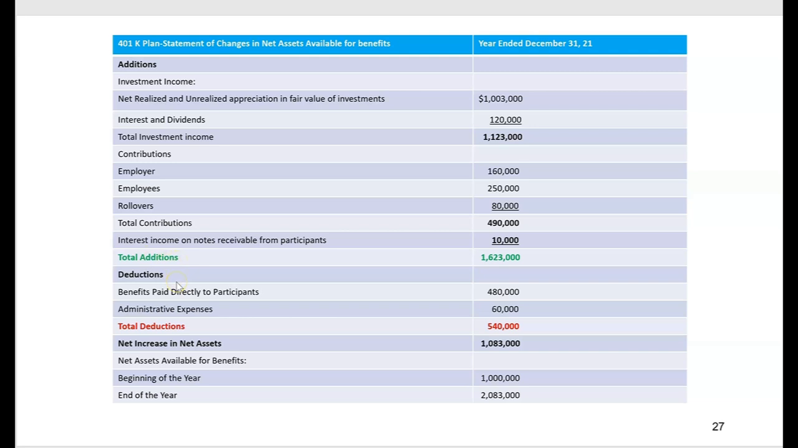And then there's deductions. And the biggest deduction would be benefits paid directly to participants. Retirement benefits paid. Then there'll be some administrative expenses, and there's your total deductions. So it's your total additions minus your total deductions equals your net increase in net assets. Hopefully it's never a net decrease. Then if you start with the net increase in net assets here of $1,083,000, then you see there's net assets available for benefits beginning of the year and then end of the year.